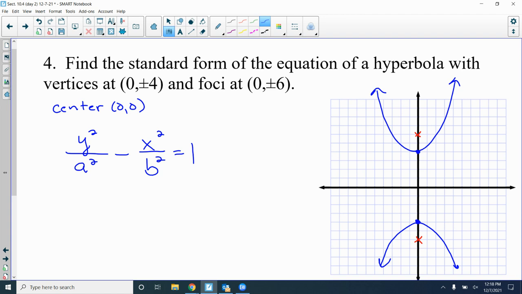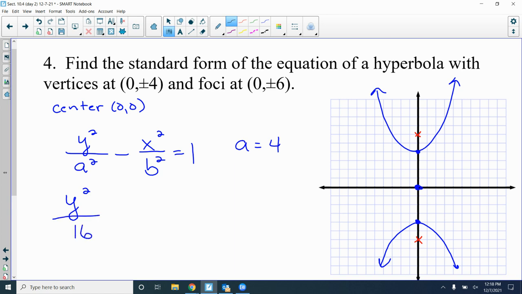Do I know either of those at this point? Just checking those. Do I know a or b at this point? Justin. You know, a. What is that? 4. a will be 4, the distance from the center to either one of the vertices. So a equals 4. I don't know b directly, but what else do I know, Justin? That a squared equals 16. a squared equals 16, so I can put that in there.